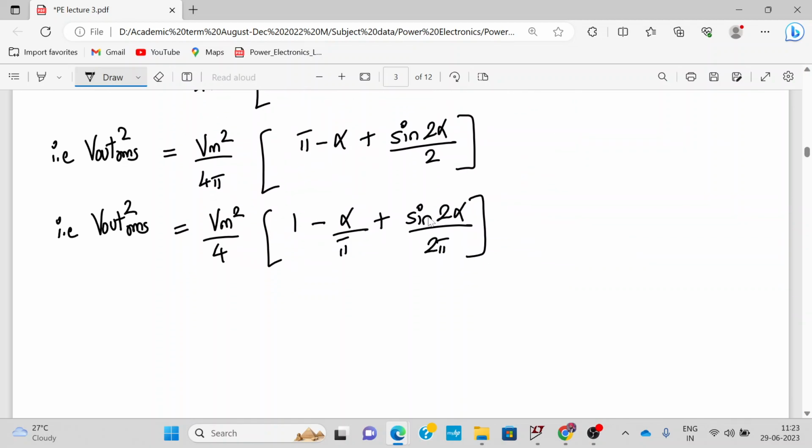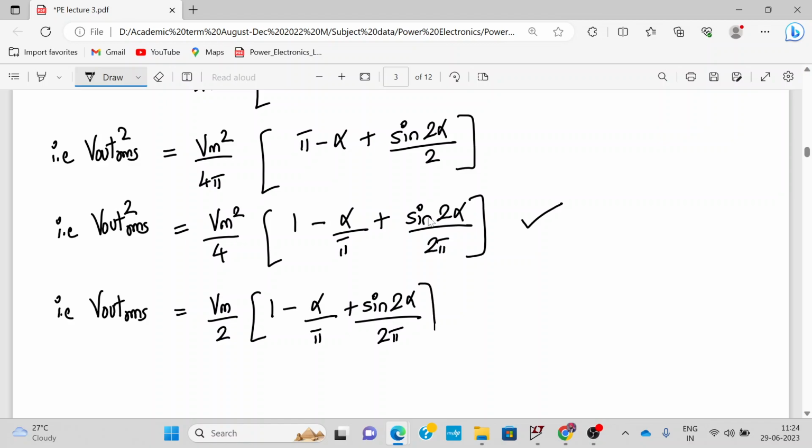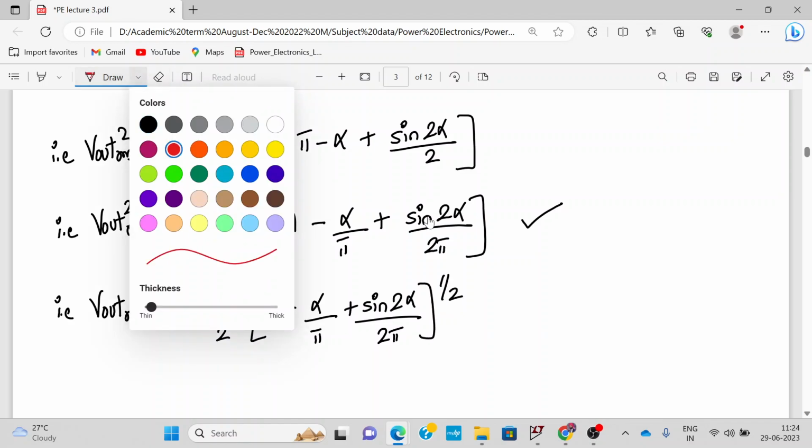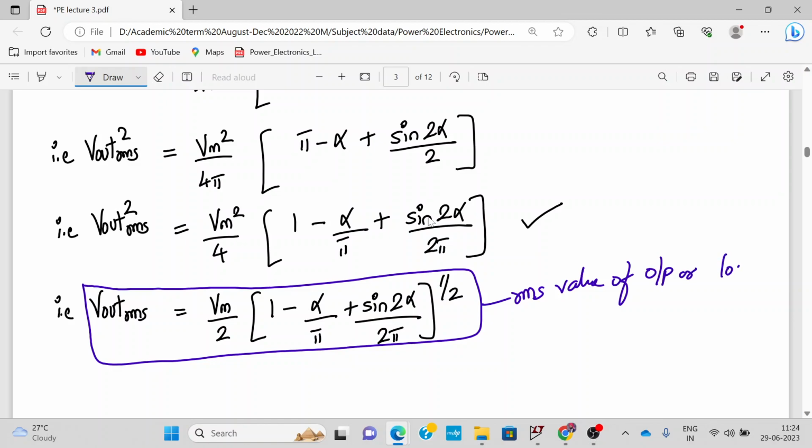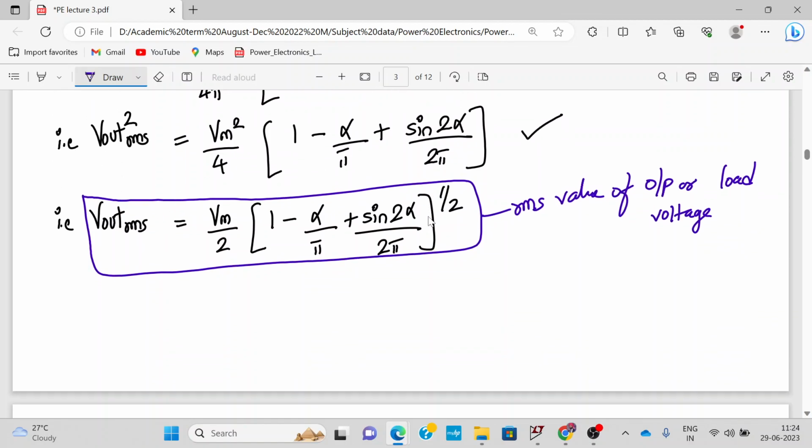Alright, now this is V out RMS square. Most of the time we can use this formula directly, no problem at all, but it's better to write V out RMS. So V out RMS will be, this Vm by 2 will come as it is, and then this will be 1 minus alpha upon pi plus sine 2 alpha upon 2 pi, the whole raised to half. So that is what we get, the final form of V out RMS. So this is my RMS value of the output or load voltage. So very quickly we have got the output voltage expression. Of course the unit will be in volts.